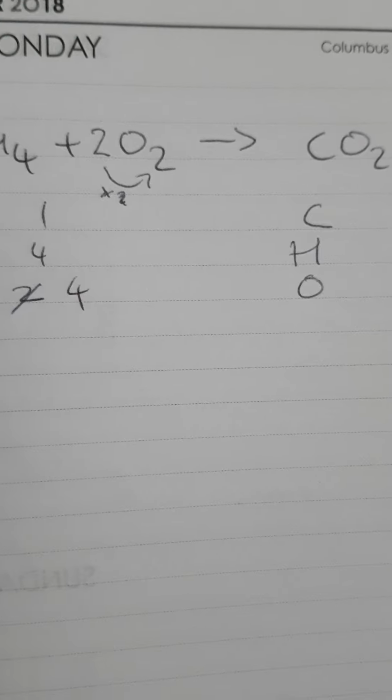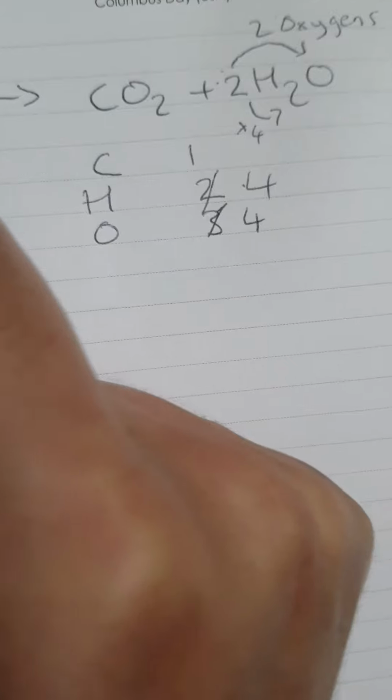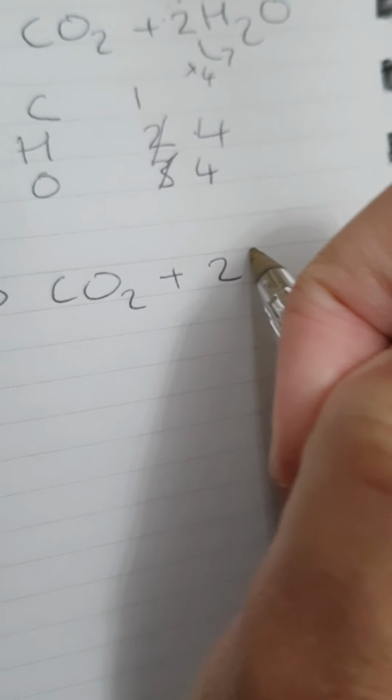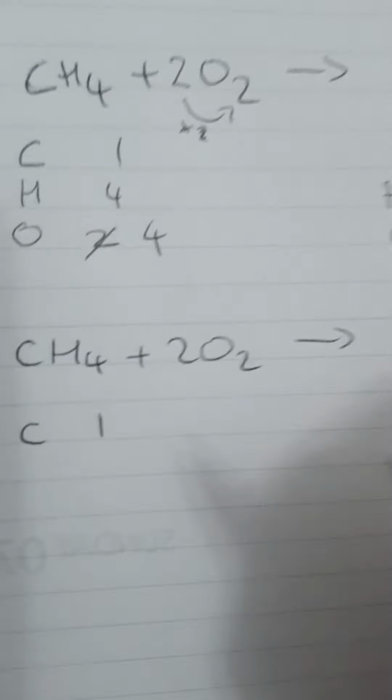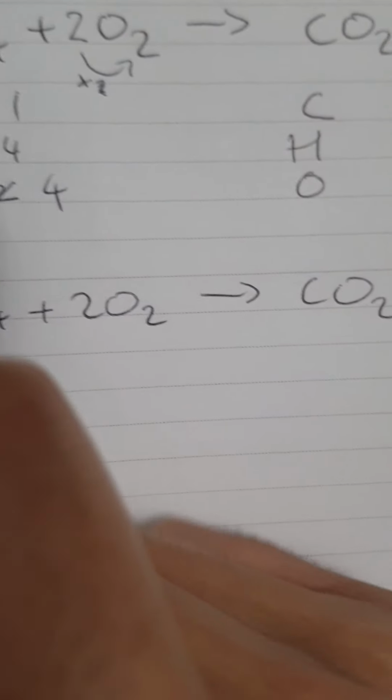So if I write out my equation again, this time we have CH4 plus 2O2 gives me CO2 plus 2H2O. And if I now check my atoms again, carbon CH4 gives me 1 carbon, hydrogen H4 gives me 4 hydrogens, and oxygen's 2 times O2, 2 times 2 gives me 4. So oxygen is going to be 4.